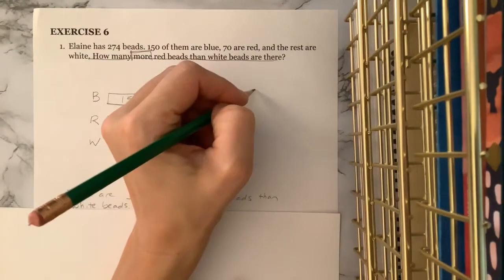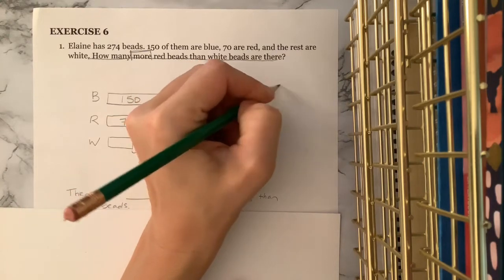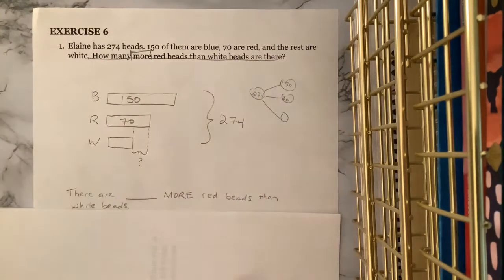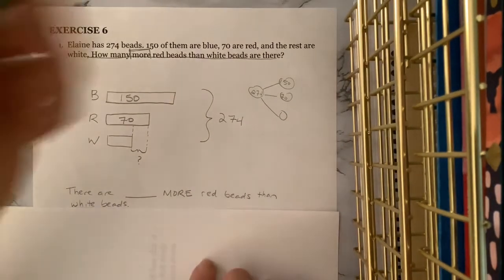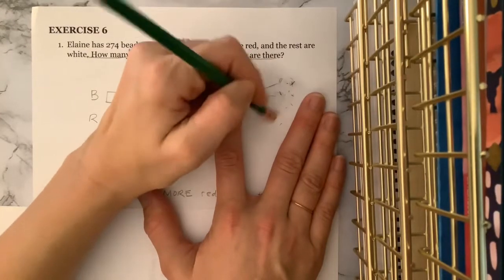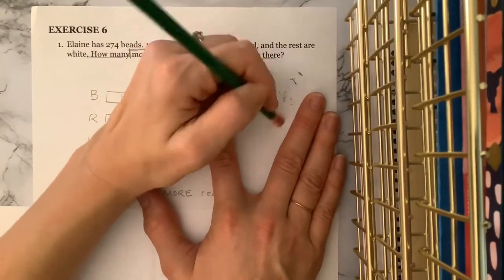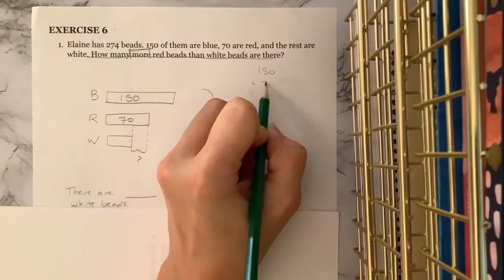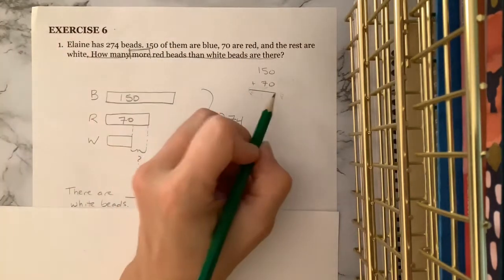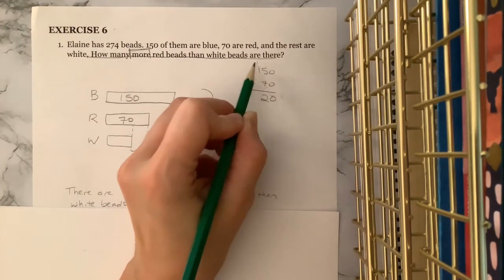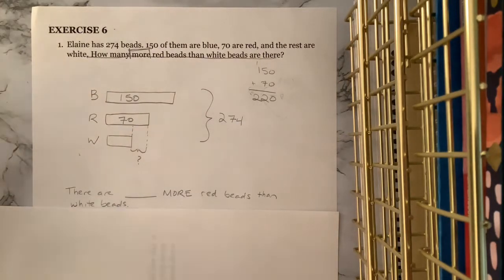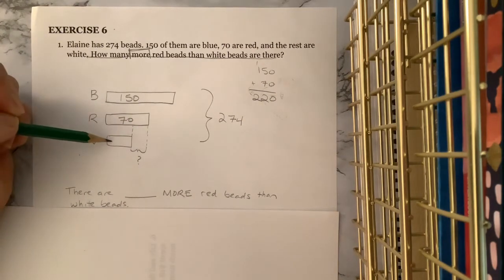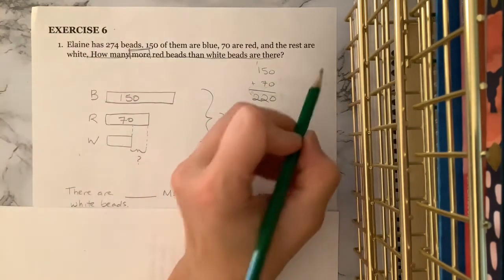If we were to think about this like a number bond, we're being told 274 is made up of 150, 70, and then some other number. Okay, so that's one way you can think about that. So I'm going to add together blue and red. So I will add 150 plus 70 to get 220. So that means these 2 boxes are 220, and we're trying to find what the third one is. So we need to do some subtraction.